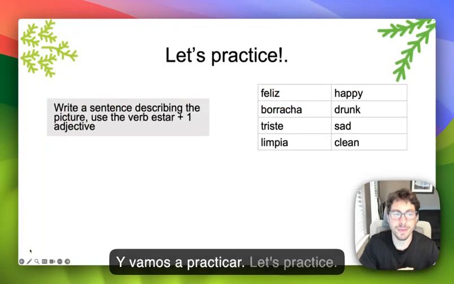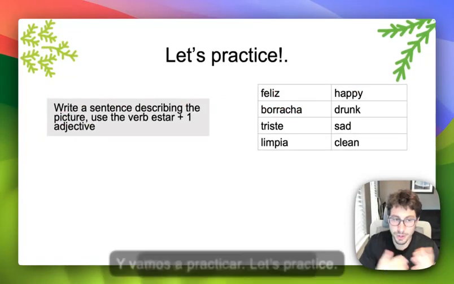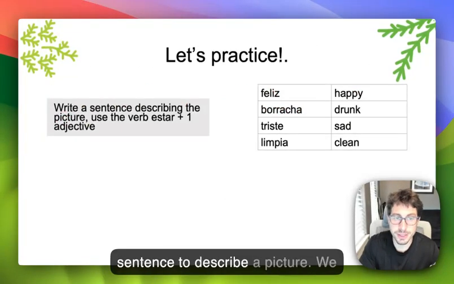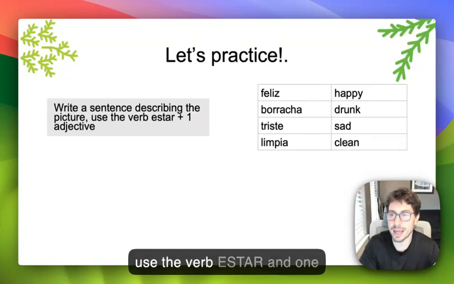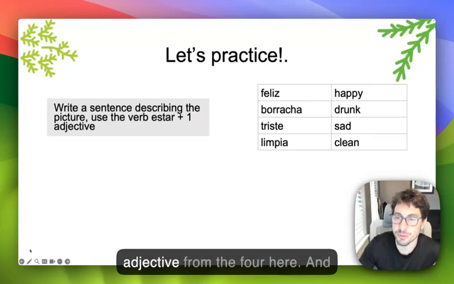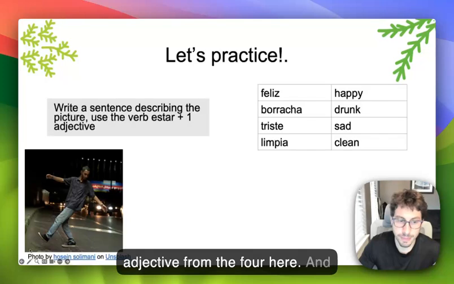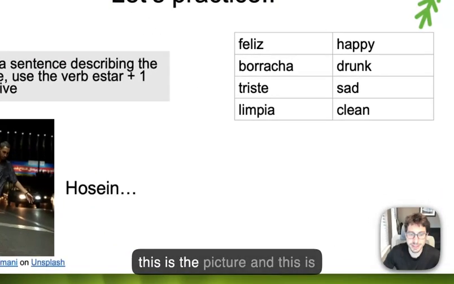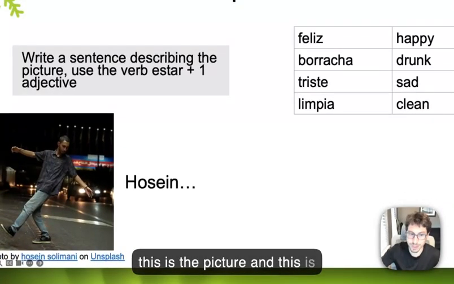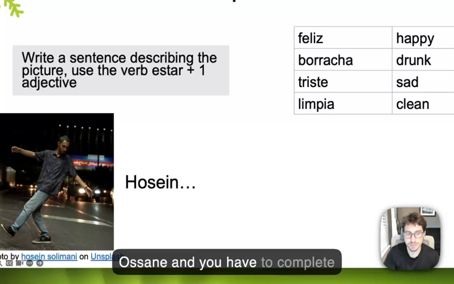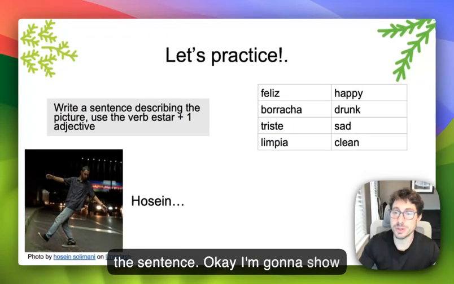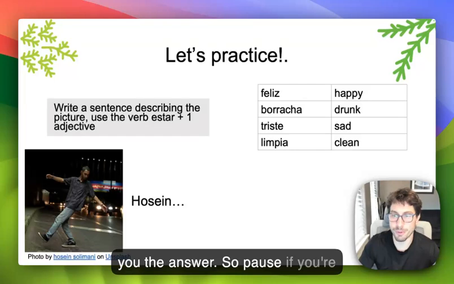Y vamos a practicar. Let's practice. We're going to write another sentence to describe a picture. We use the verb estar and one adjective from the four here. And this is the picture, and you have to complete the sentence. Okay, I'm going to show you the answer. So pause if you're not done yet.